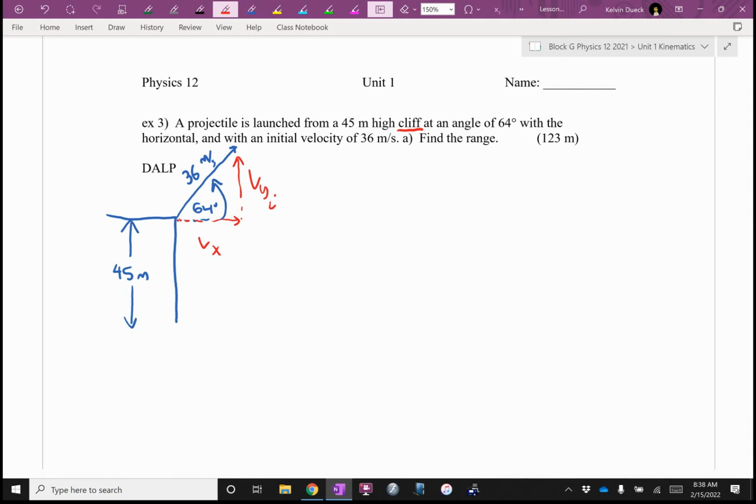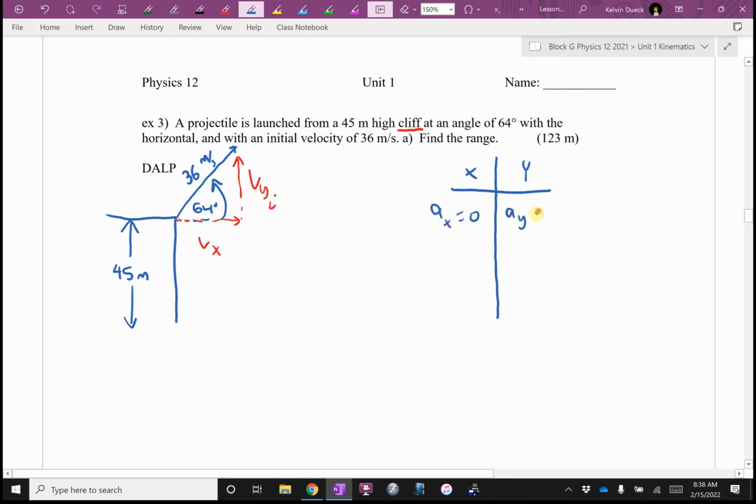So let's go to our t-table here. Horizontal, vertical. What two things can I write right away without even thinking about it? Ax equals 0. Ay equals negative 9.8. I also noticed that dy equals negative 45.